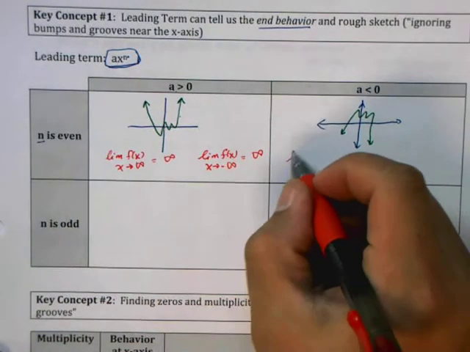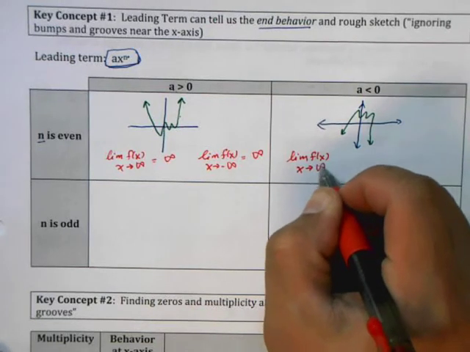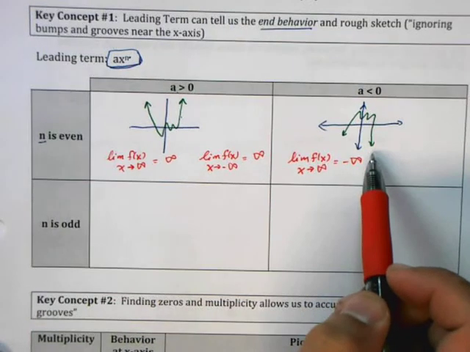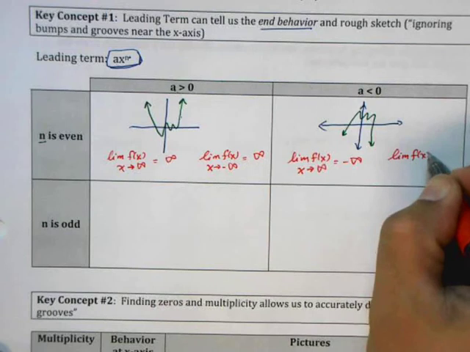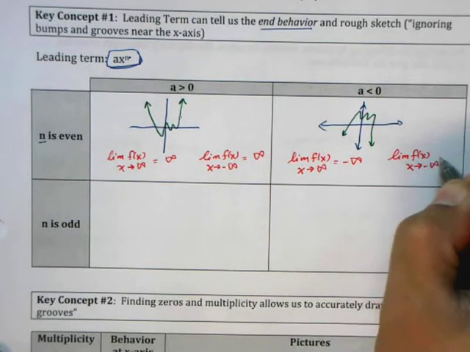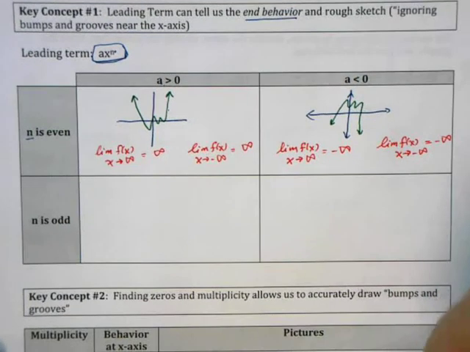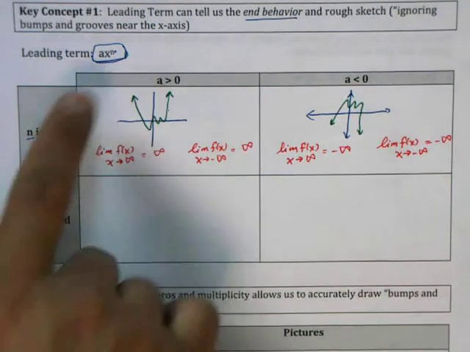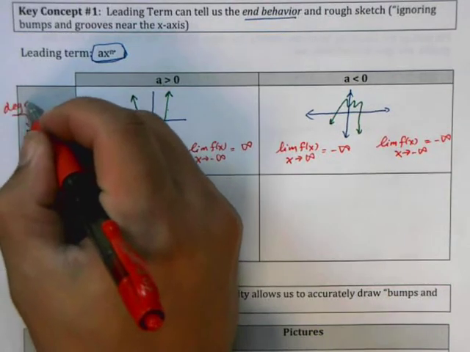And we can say that the limit of f of x as x approaches infinity is equal to negative infinity. In other words, as x gets bigger, y goes towards negative infinity, and the limit of f of x as x approaches negative infinity is also equal to negative infinity. Okay. So that describes what happens if the degree, okay, this is the leading term, so n is the degree here. I just want to be very clear. This is the degree of the polynomial.